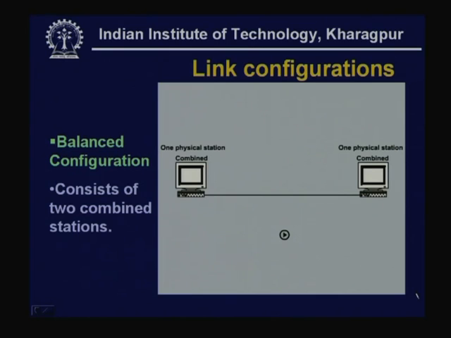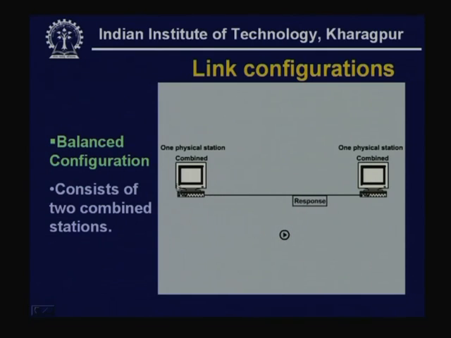Coming to the third configuration, which is known as balanced configuration, which consists of two combined stations. Here you have one physical station and another physical station, and both are of combined type. Since both of them are combined type, both have the capability of issuing commands as well as responses. So a command is issued by this station, which goes to the other side, and the other side will issue a response for the corresponding command. Similarly, this side can also issue a command, and the other side will in turn generate the response.